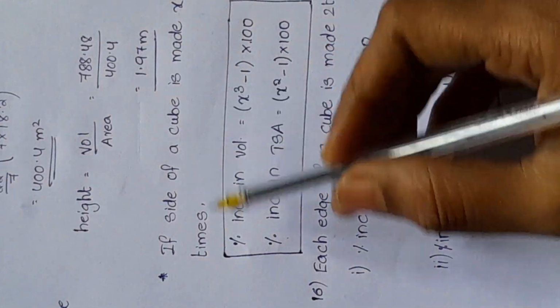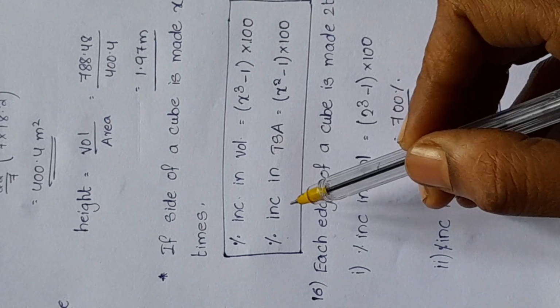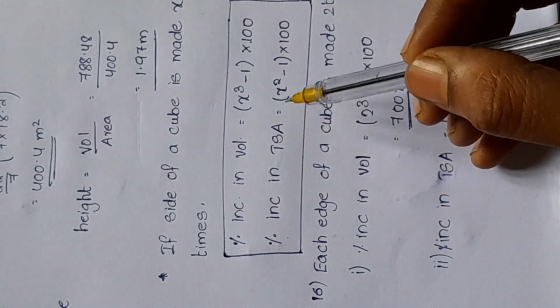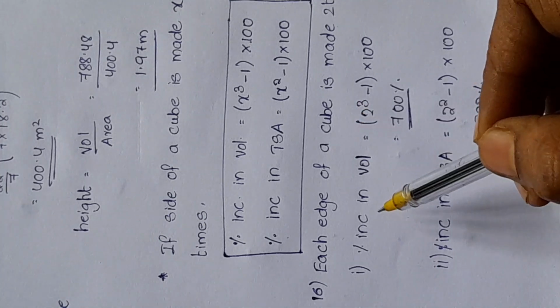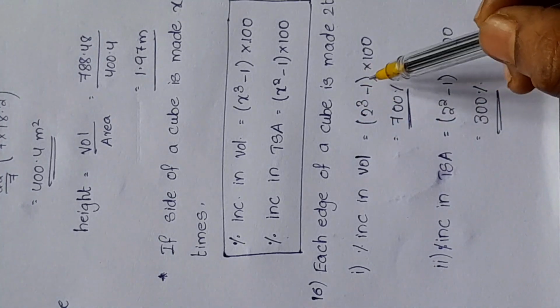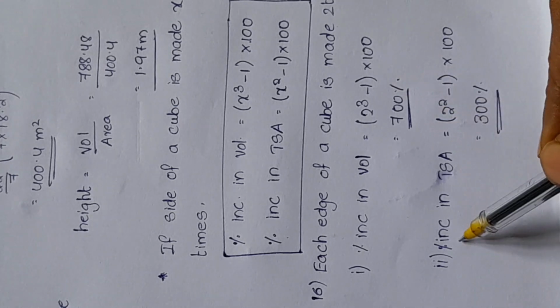If side of a cube is made x times, then percentage increase in the volume is x cube minus 1 into 100. Percentage increase in total surface area is x square minus 1. 16th question. Each edge of a cube is made 2 times. Percentage increase in the volume is 2 cube minus 1, that is 8 minus 1. 7 into 100 is 700 percentage is increased.